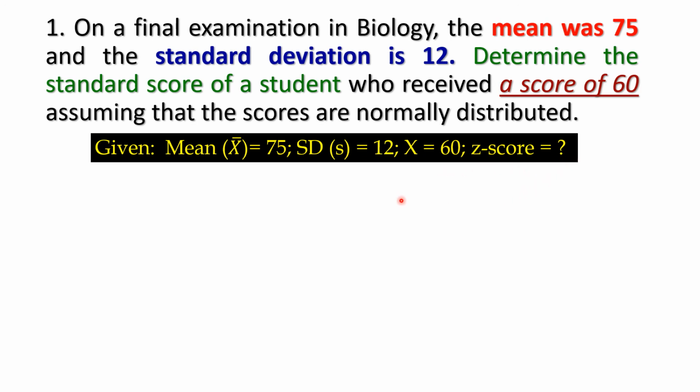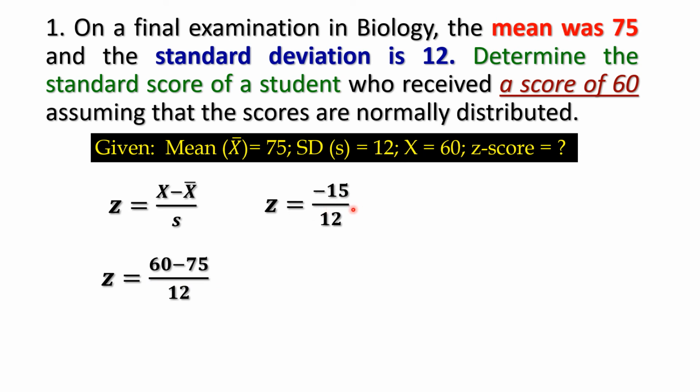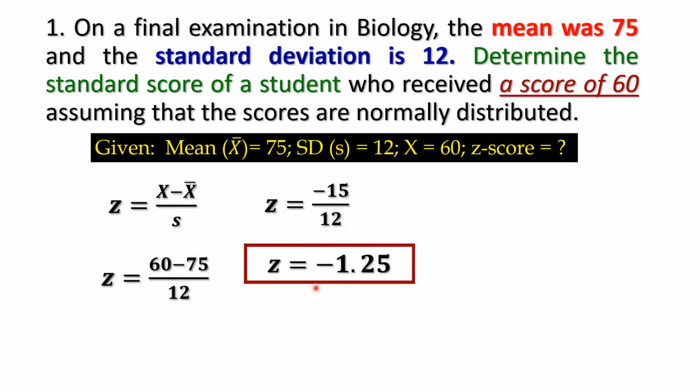So we're going to use the formula for the sample, using the sample data. So z equals x minus mean divided by standard deviation. Then we're going to substitute the given values on our formula. So for raw score, we have 60 minus the mean, which is 75, divided by the standard deviation, which is 12. So 60 minus 75, that is negative 15, divided by 12. So by division, z is equal to negative 1.25. So this is now the z-score.